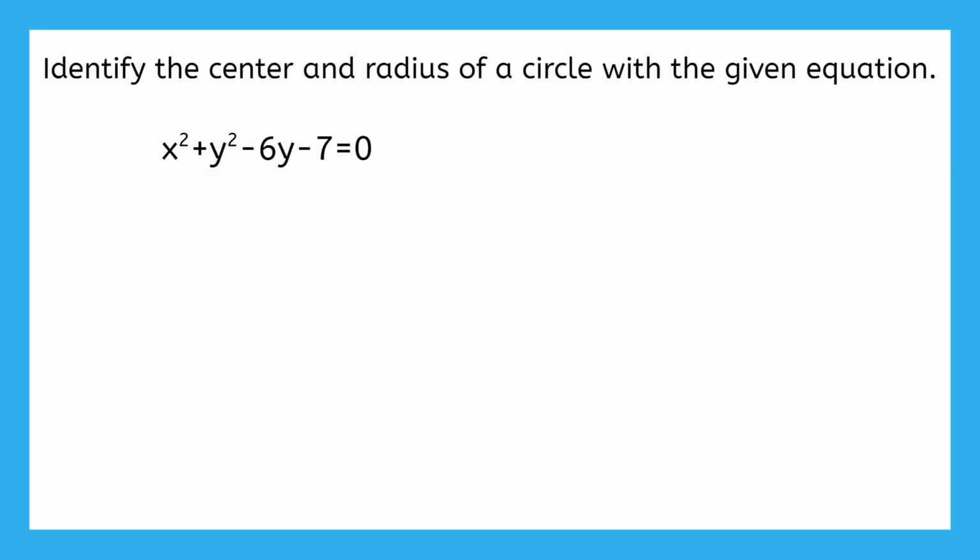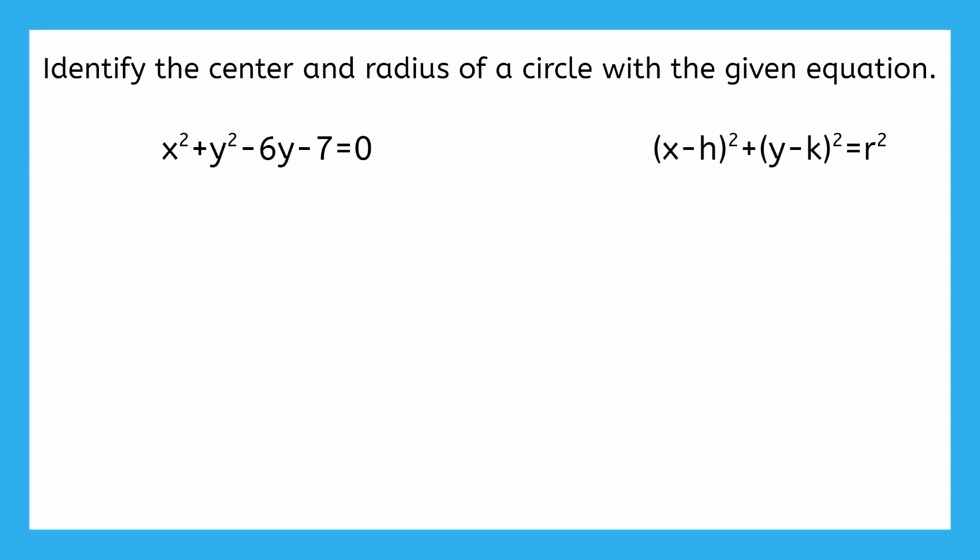Our first example asks us to identify the center and radius of a circle with the given equation. We're given this circle equation in general form. Does this form tell us the center and radius? It doesn't, but what form does? That's right, we have to rewrite it in standard form. Remember, standard form looks like this.